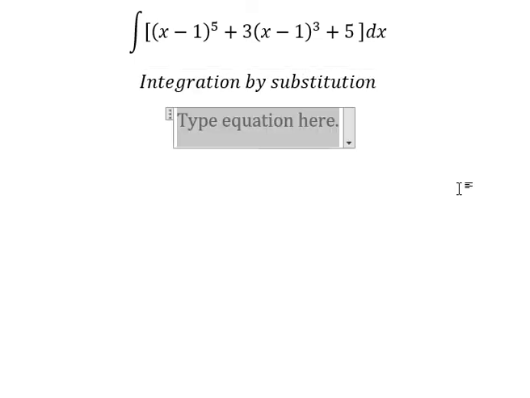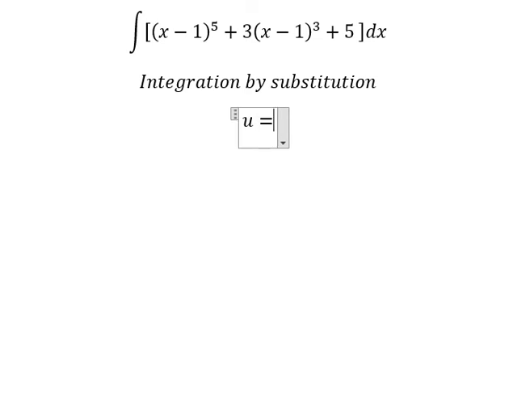So I will put u equals x minus 1. Later we take the first derivative of both sides. The first derivative of u, we have number 1, so we have du. The first derivative of x, you get number 1. This one is the constant, so you get 0. So we have dx.